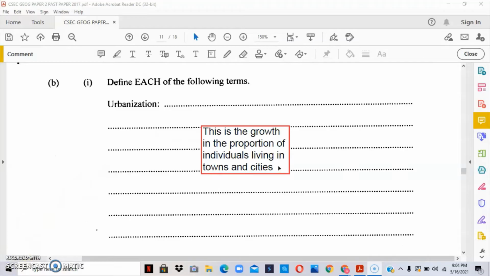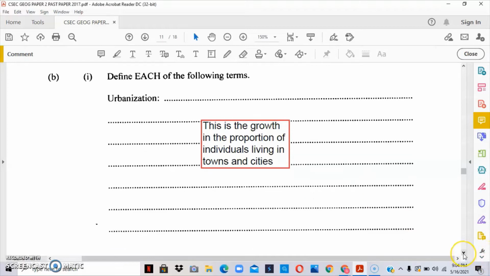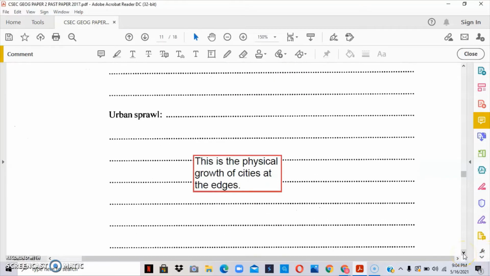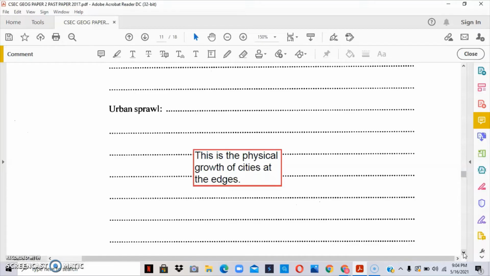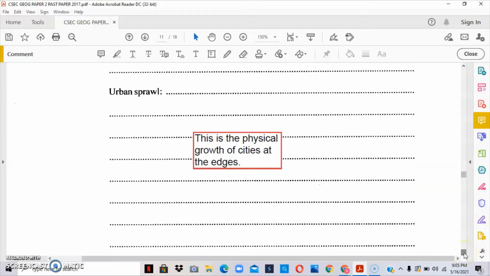Question B asks us to define each of the following terms. The first one is urbanization, and we know that urbanization is just the growth in the proportion of individuals living in the cities and the towns. Now we also have urban sprawl to define, and urban sprawl is basically just the physical growth of cities at the edge, mostly caused by more and more persons needing housing. So urban sprawl takes place at the edge of the city.